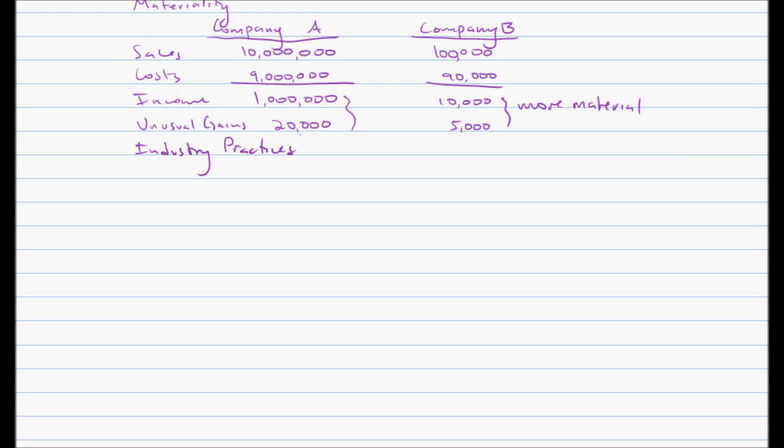And the last constraint is conservatism. This is pretty simple. It basically says, when in doubt, choose the alternative that is least likely to overstate assets and income. So it's okay if we understate assets and income inadvertently, but we really want to shy away from overstating assets and income.